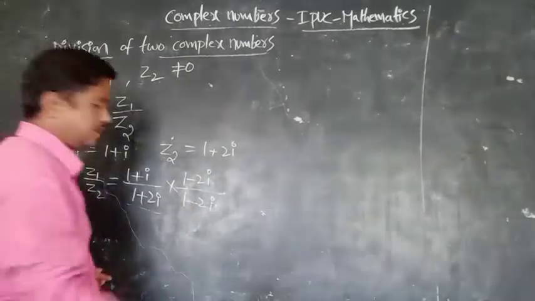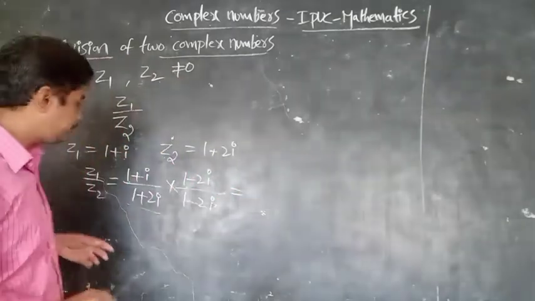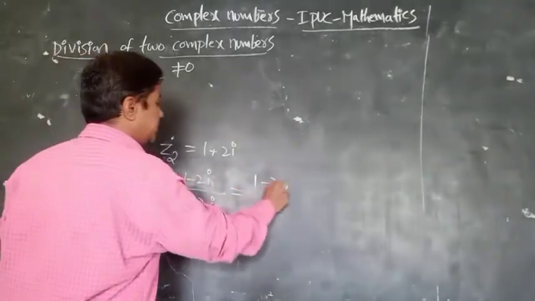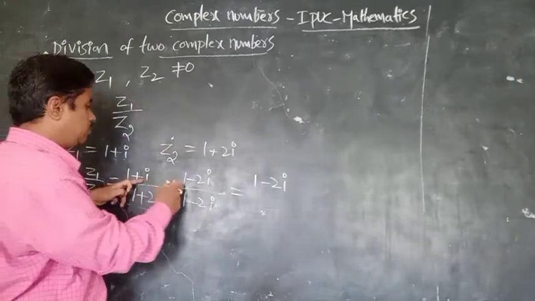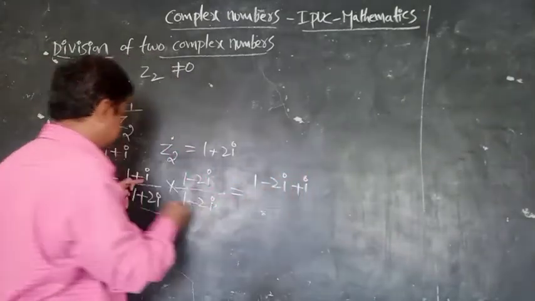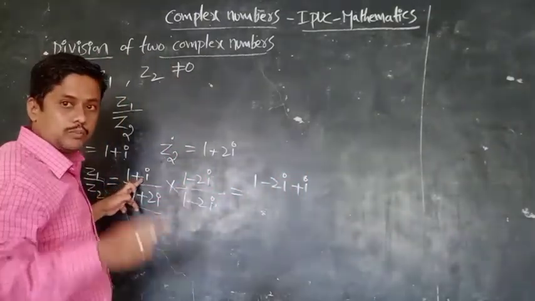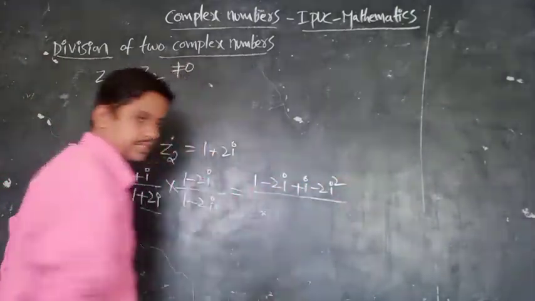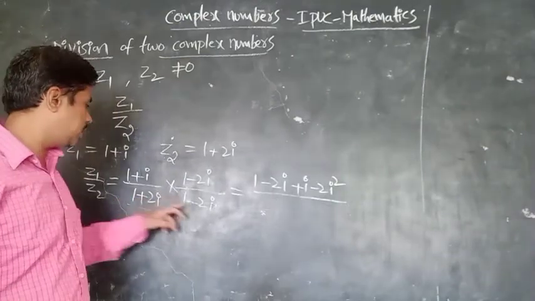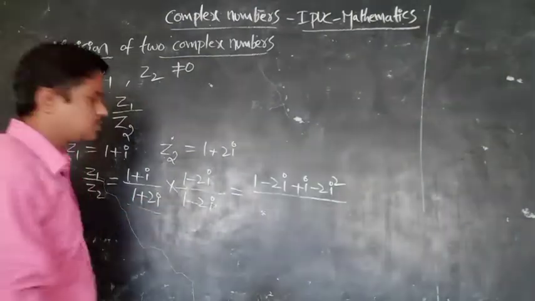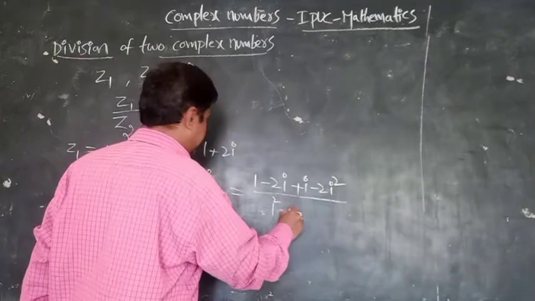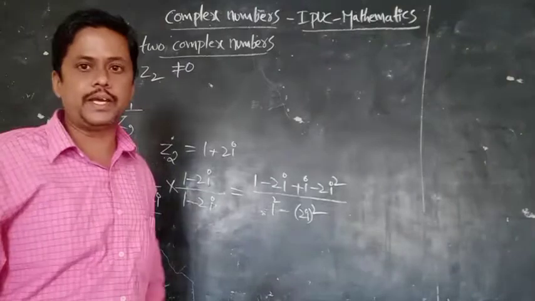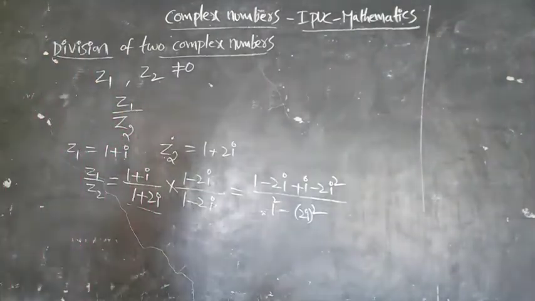Now simplify it. 1 into 1, 1 into minus 2i, i into 1 is i, i into minus 2i is minus 2i square, divided by (1 plus 2i) into (1 minus 2i), which is 1 square minus (2i) whole square.